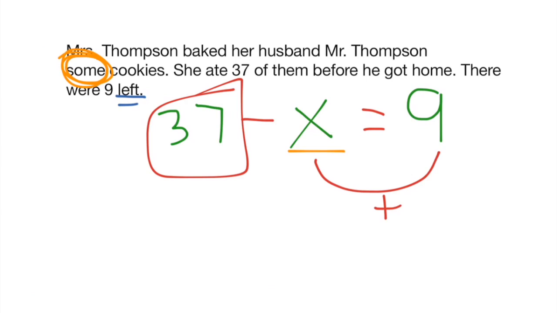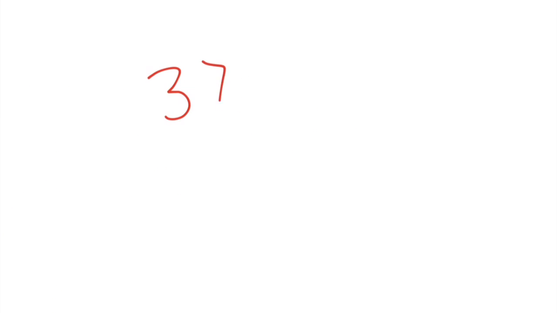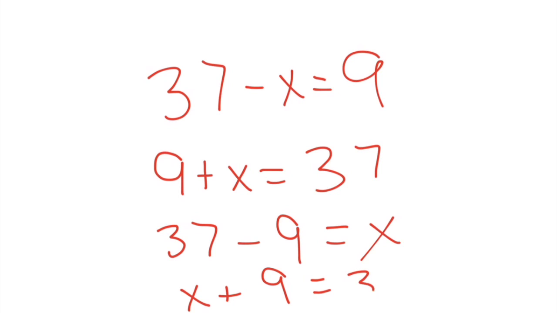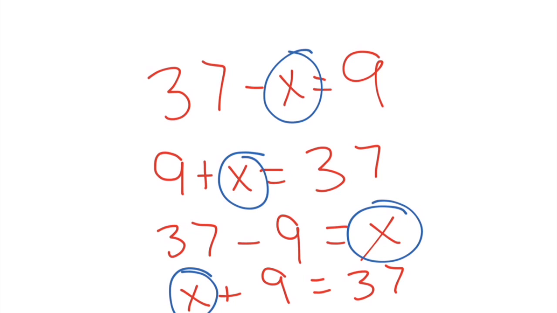So I want to take this a little bit further. If we had something like what we just saw, 37 minus x equals 9, there's actually a couple different ways we could write that. Think back to fact families. We know that subtraction and addition go hand in hand with one another. So besides writing it like 37 minus x equals 9, we could also say 9 plus x equals 37. That would also be true. We could also say 37 minus 9 equals x. And we could also say x plus 9 equals 37. In all 4 of these cases, this x stands for exactly the same number.